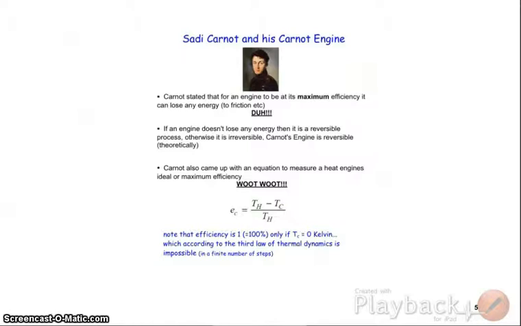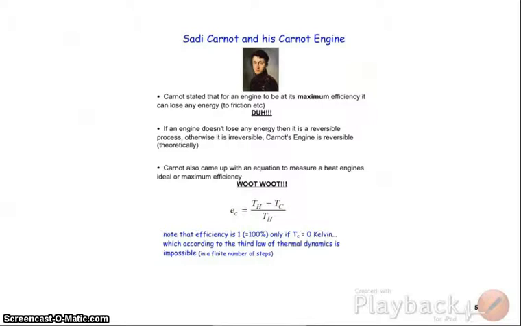Think about a roller coaster, or a simple harmonic motion with the spring oscillating. If it doesn't lose energy, it's going to oscillate forever. Okay, so Carnot designed a Carnot engine, theoretically, that is reversible, which means it doesn't lose any energy, and therefore it's reversible.